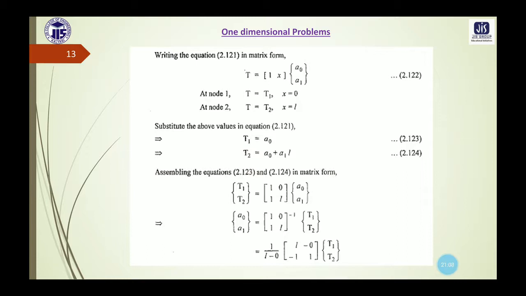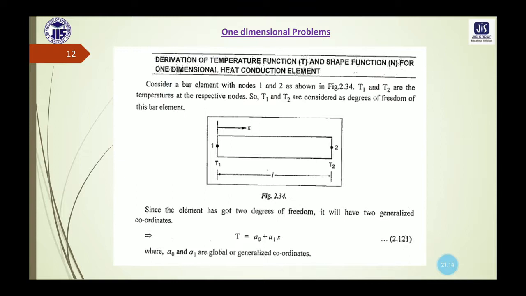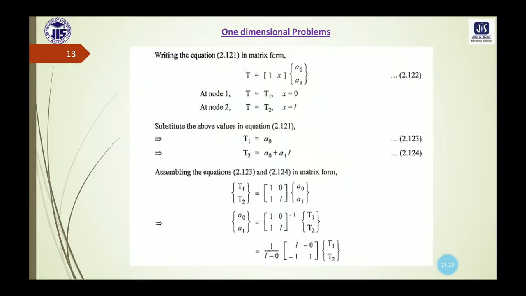Now if we put the boundary conditions, then from the earlier diagram we can see that at node 1 and node 2 we have the temperatures T1 and T2. So we can write the boundary conditions as T equals T1 when x equals 0, and T equals T2 when x equals L. So these are the two boundary conditions actually.